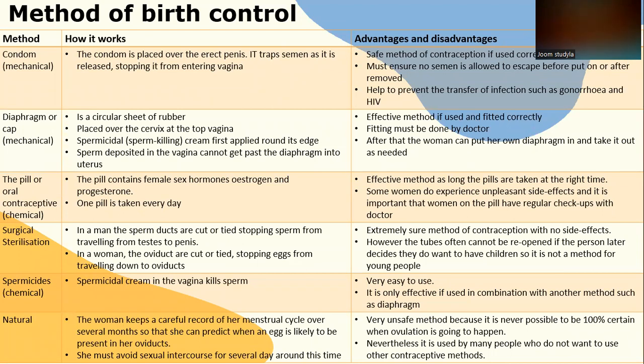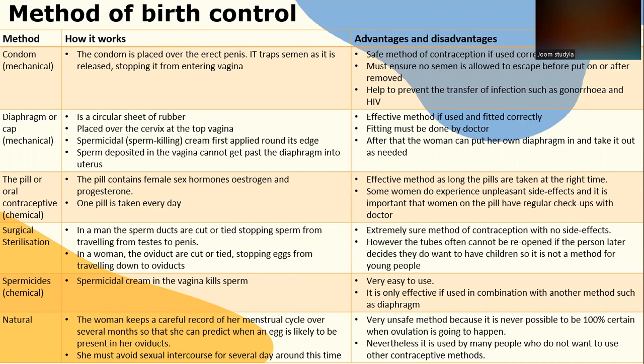Methods of birth control. We have several methods, and it will show how they work, their advantages and disadvantages. Condom. The condom is placed over the erect penis. It traps semen when it is released, stopping it from entering the vagina. The advantage is that it is a safe method of contraception if it is used correctly, but we must ensure no semen is allowed to escape before putting it on or after removing it. It helps to prevent the transfer of infections such as HIV and so on.